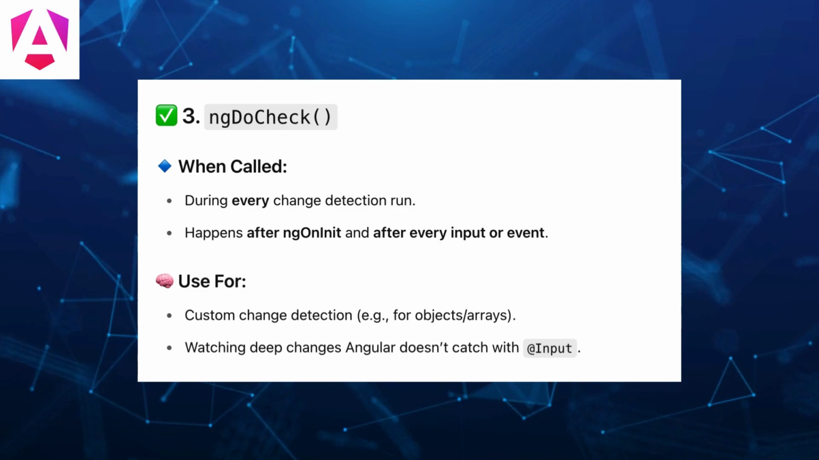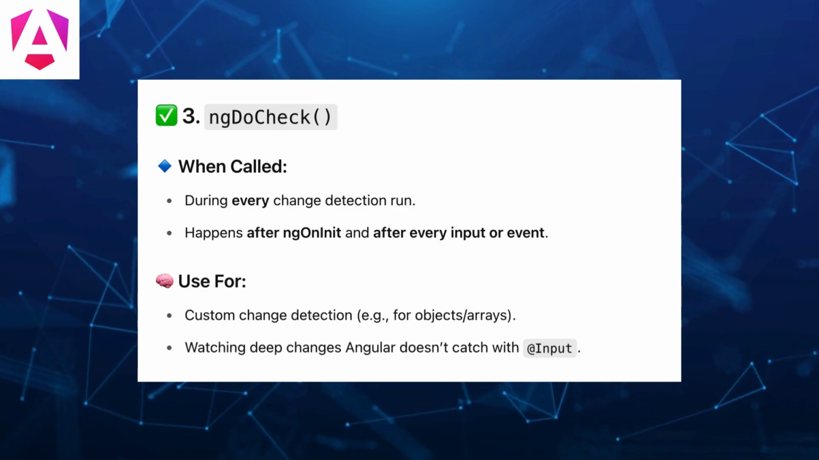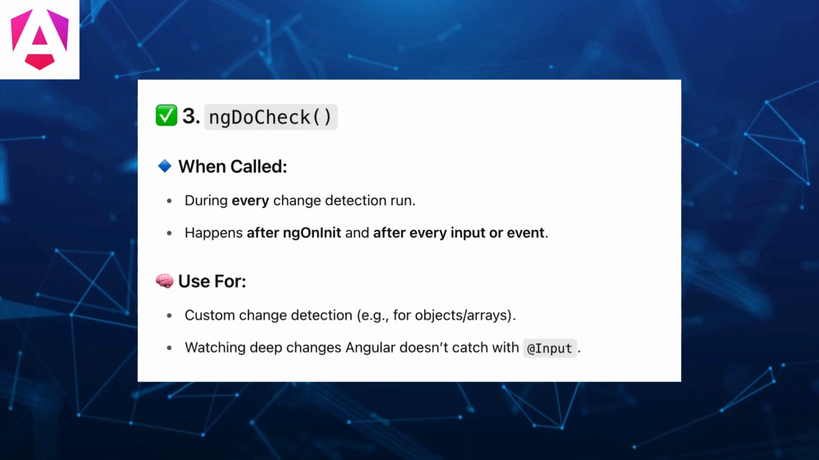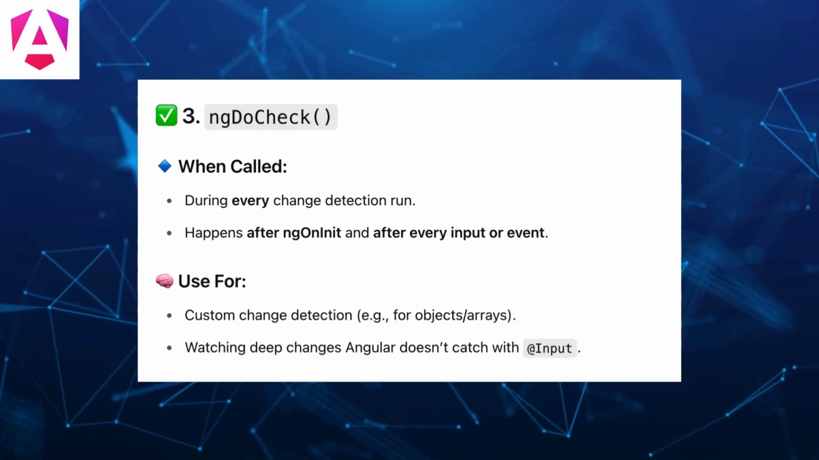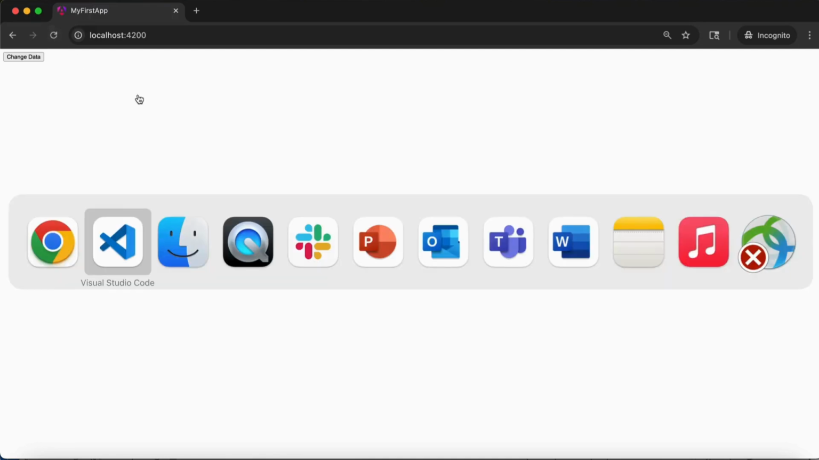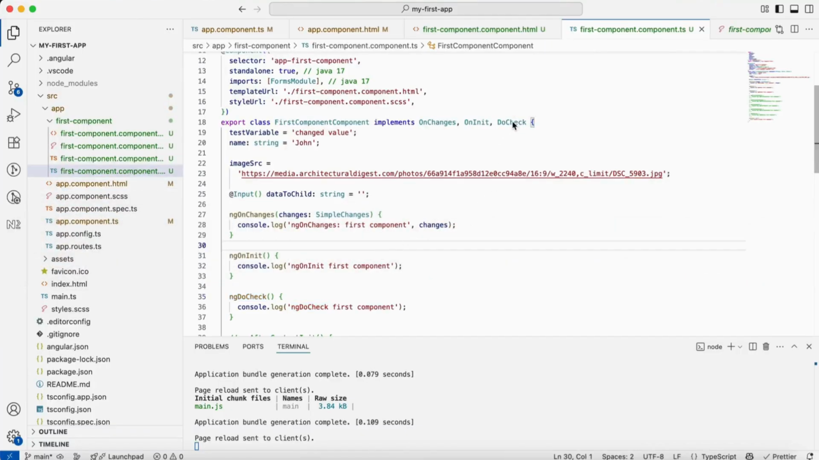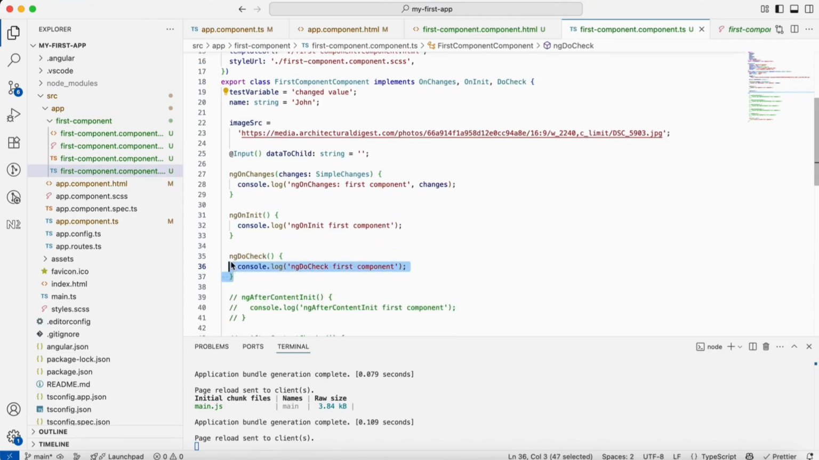The Angular change detection triggers, then this hook also gets triggered. It always runs after the ngOnInit hook. So let me show you with the example. Okay, so you have to implement it like this. You have to implement this interface DoCheck and then the method ngDoCheck.